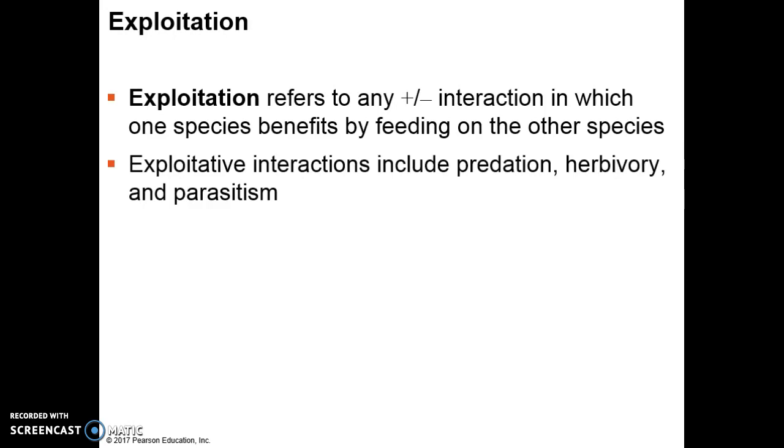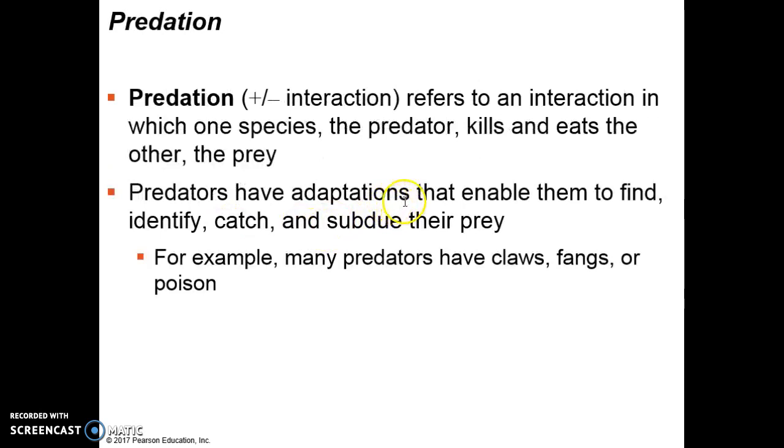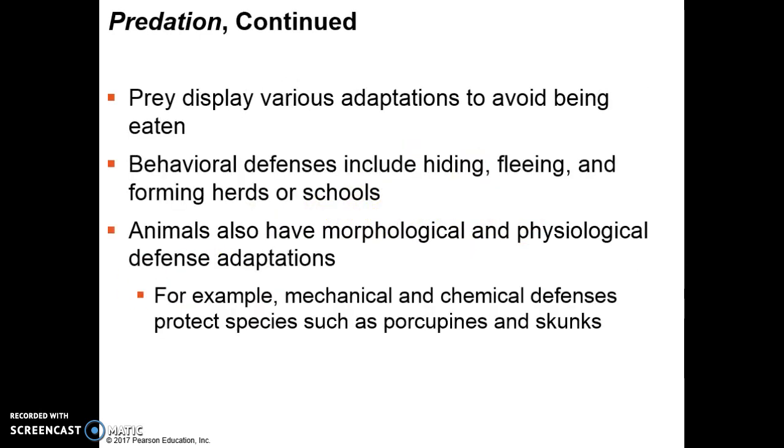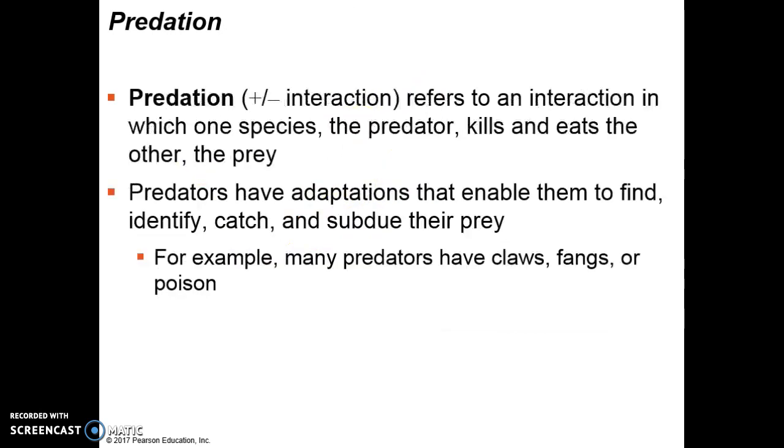Moving on to the next interaction. So that was all competition. Now we're talking exploitation. That's where one species is going to benefit by feeding on the other species. Predator-prey, herbivory, and parasitism is the symbiotic relationship where we get that positive-negative interaction. So predation is going to be one species, the predator, eating the prey. There are lots of adaptations that predators and prey have developed to either be better at catching prey or be better at avoiding being caught.